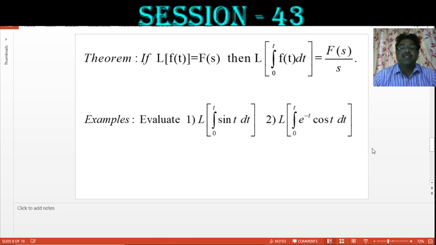L of the integration from 0 to t of sin t dt. Okay, here f of t is sin t. First you should calculate L of f of t, which means L of sin t. L of sin t is 1 divided by s square plus 1. Therefore, L of the integration from 0 to t of sin t dt can be written as 1 upon s into f of s, that is 1 upon s into 1 upon s square plus 1. You can do these examples yourself. Try to solve one more example also yourself.